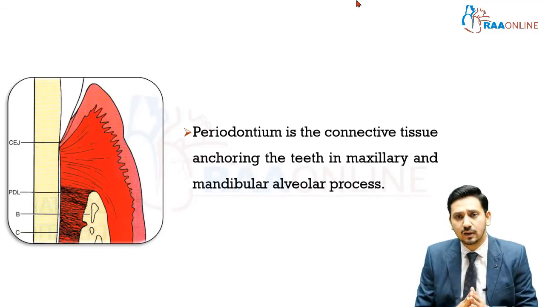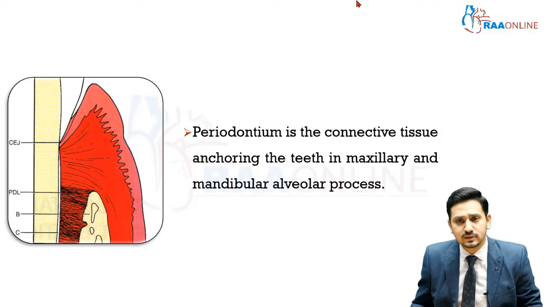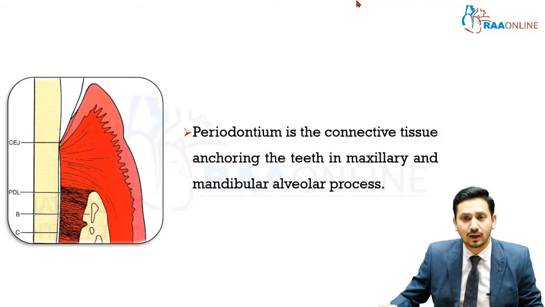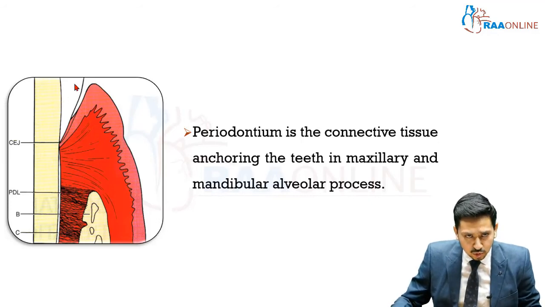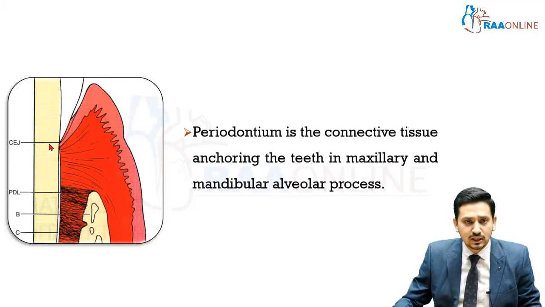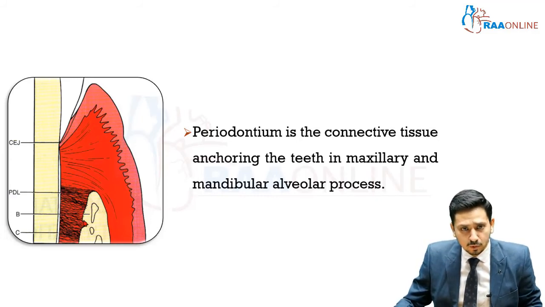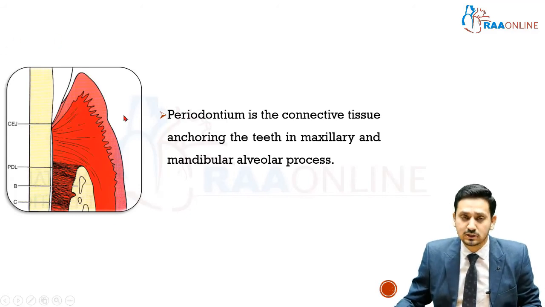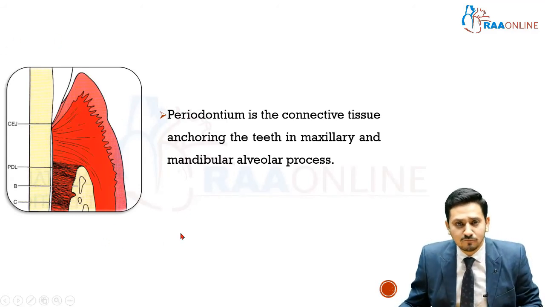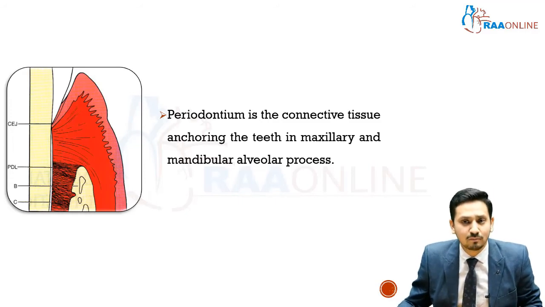gingiva. Now let's see about periodontium. Basically periodontium is the connective tissue that anchors the teeth in maxillary and mandibular alveolar process. This is a cross-sectional picture of your periodontium. Here you see this is a tooth and this is your periodontal unit, and this refers to CEJ, cemento enamel junction, and PDL refers to periodontal ligament, B refers to bone, and C refers to cementum. So this is the cross section of how a periodontal unit looks like for each and every tooth.